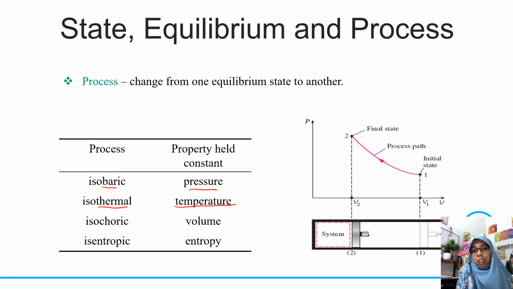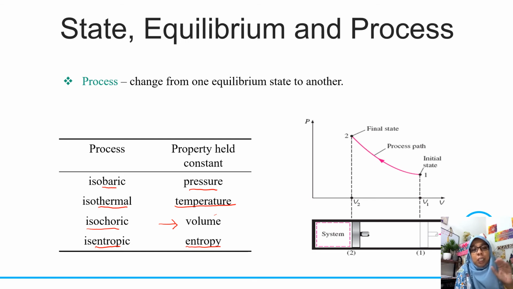Jadi yang constant adalah temperature. Untuk isentropic, you ingat entropi. So entropy adalah constant entropy. Jadi isochoric indicate untuk constant volume. Okay, itu adalah kaedah untuk you ingat lah. Okay, so this is important. You must remember about the processes which are involved in thermodynamics.